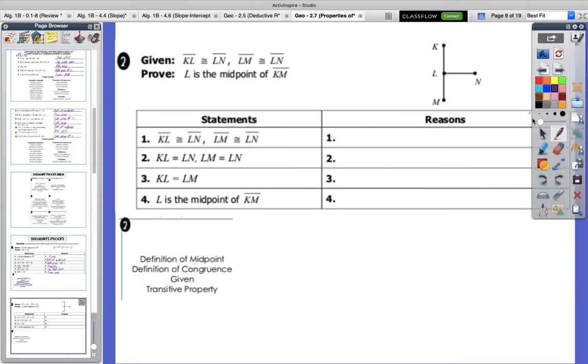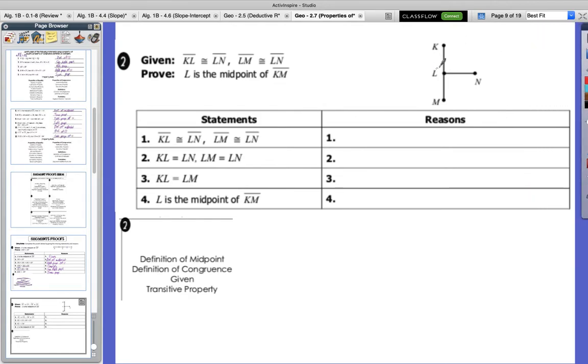So on number 2, we have this picture of these segments here, segment KM and segment LN intersecting here. We're given that segment KL is congruent to segment LN, and segment LM is congruent to segment LN. We're trying to prove that L is the midpoint of segment KN. So we have all of our givens here in the first statement, so we're going to write that it is given to us.